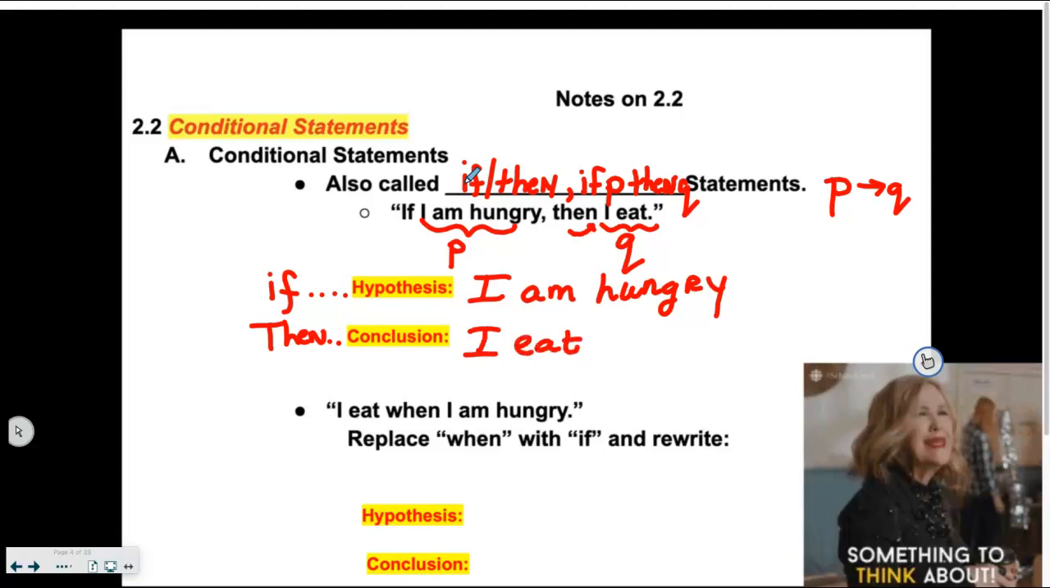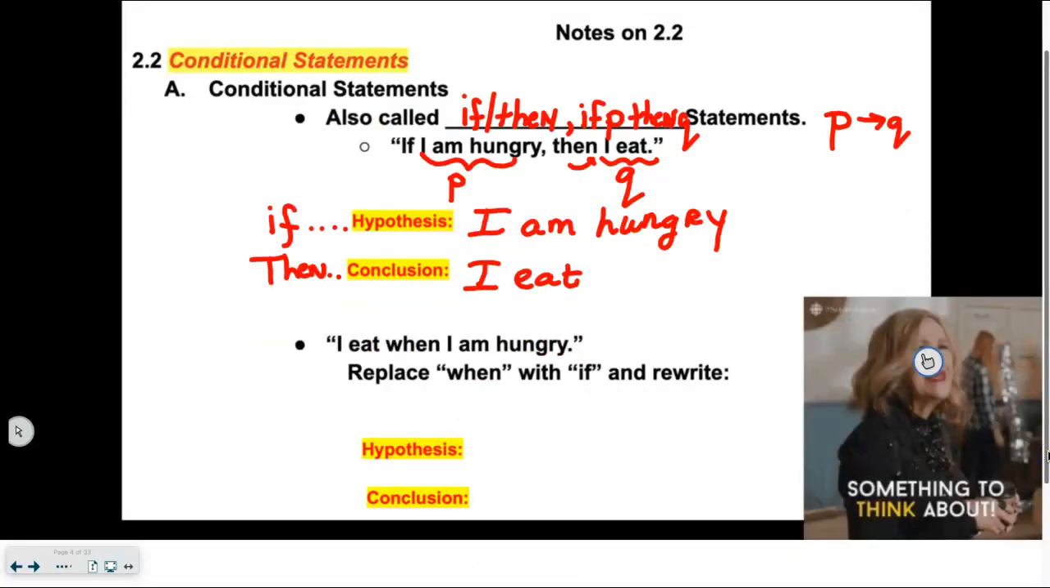So a conditional statement, I'm going to repeat, is an if-then statement. What follows the if is called the hypothesis. Its notation is the letter P. What follows the then is the conclusion. Its notation is the letter Q. You're going to be responsible for both the words and the symbols.